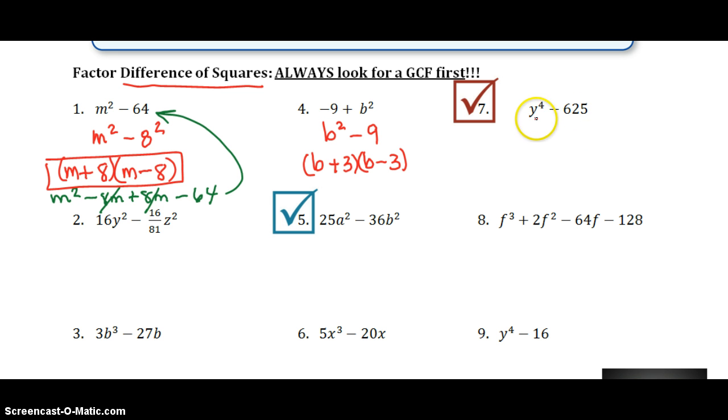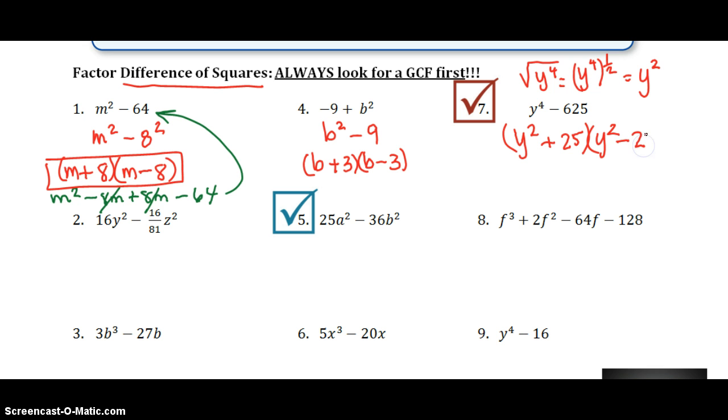Now, number 7, it has a check mark, which means you're supposed to check yourself, but it's a little bit tricky because we have y to the 4th. What times itself gives me y to the 4th? That's going to be y squared. So you're taking the square root of y to the 4th, which is y to the 4th to the 1/2, which equals y squared. So the square root of y to the 4th is y squared, and it's going to be plus and minus again because we want the middle terms to cancel out, and then the square root of 625 is 25. So it's y squared plus 25 and y squared minus 25.